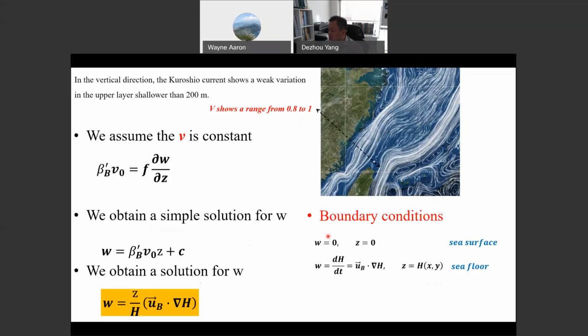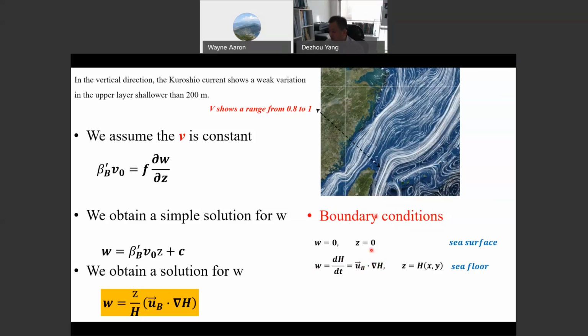When we use the boundary conditions at the sea surface and the sea floor, the boundary condition at the sea surface is that the vertical velocity is 0. But at the sea floor, the vertical velocity comes from advection, from the collision between the bottom horizontal current and the topographic gradient.